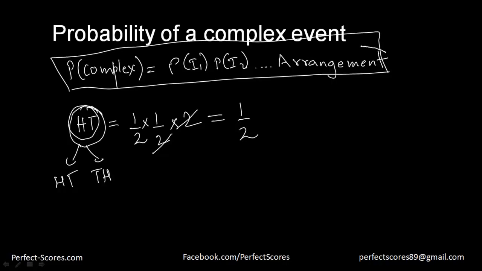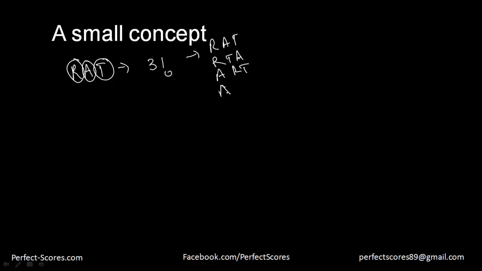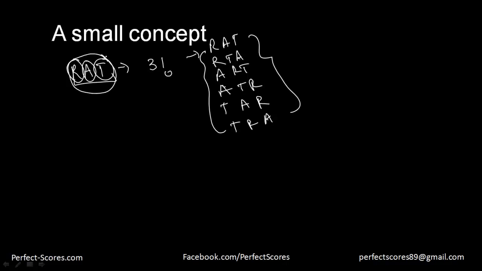I want to further elaborate on this arrangement part before I hit the questions. In how many ways can you arrange the word RAT? If you want to arrange the characters of the word, they can be arranged in 3 factorial ways. I can have RAT, RTA, ART, ATR, TAR, and TRA. These are 6 possible ways in which the alphabets of RAT can be arranged. So it is the number of letters into its factorial.